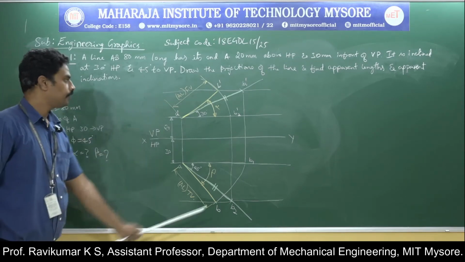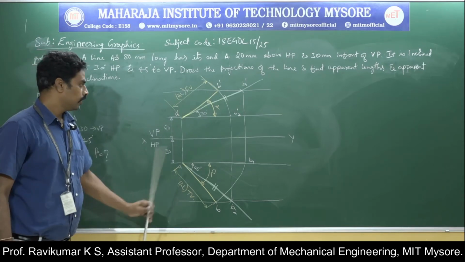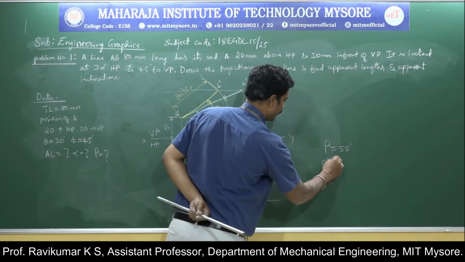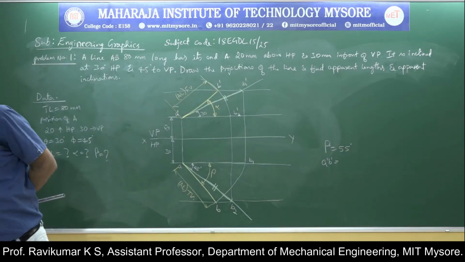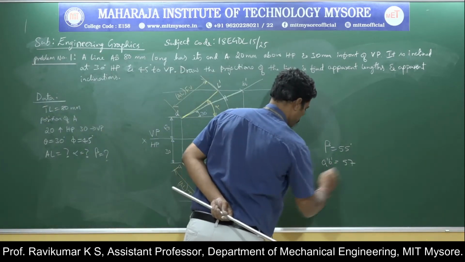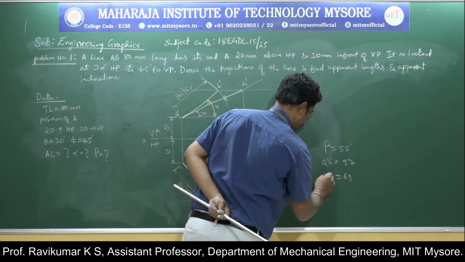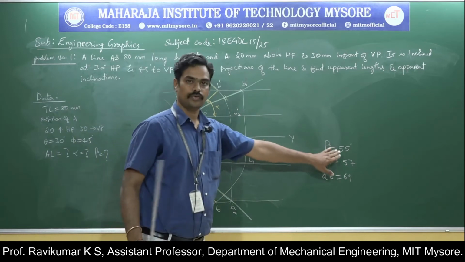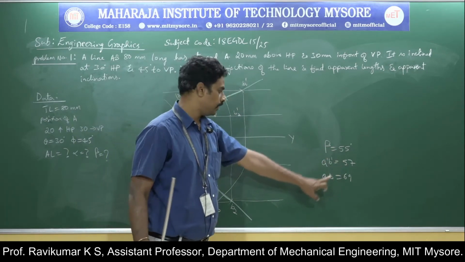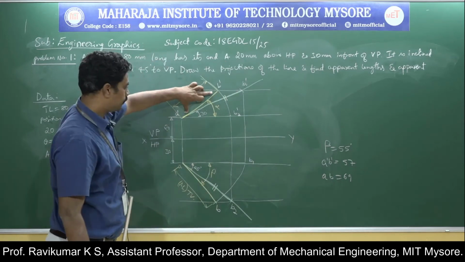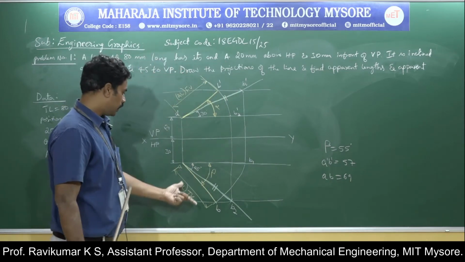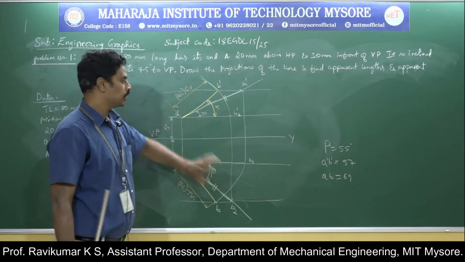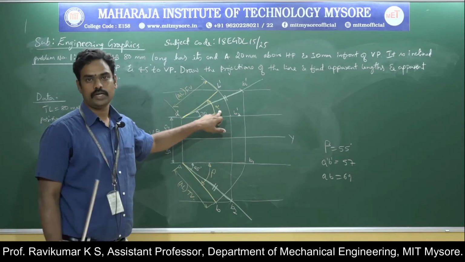So if you draw it to scale and measure, you will get beta as 55, then A dash B dash 57 and AB 69. In the primer, the answer is given like this: beta is equal to 55 degree, A dash B dash is equal to 57, AB is equal to 69. That is, A dash B dash should be 57 mm, AB should be 69 mm, then beta is 55 degree. So the alpha value is not given in the primer solution book.